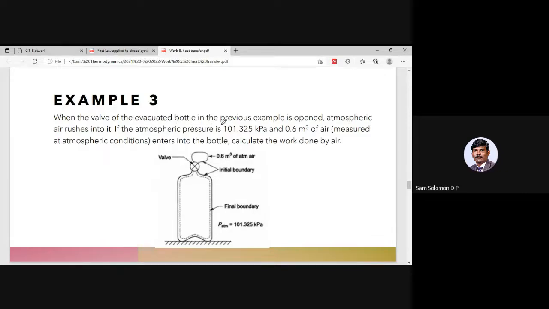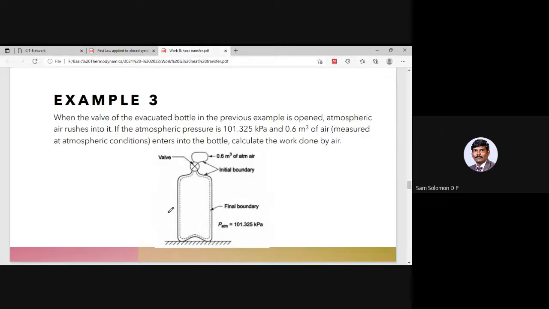When the valve of the evacuated bottle in the previous example is opened, atmospheric air rushes into it. If the atmospheric pressure is 101.325 kilopascal and 0.6 meter cube of air enters into the bottle, calculate the work done by air. And they have given you the diagram of this.